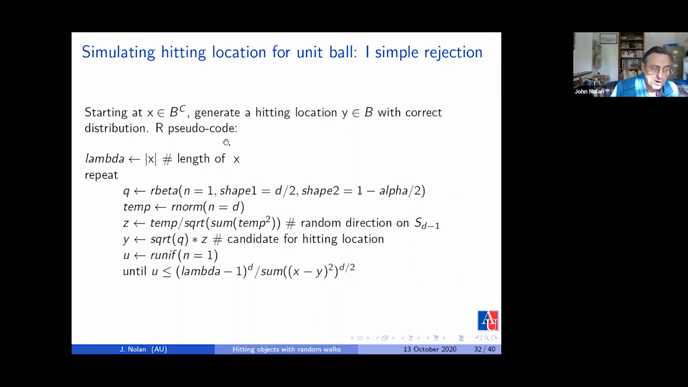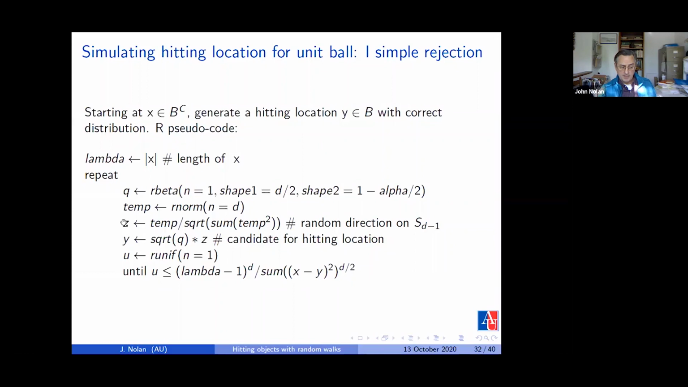Here's some R pseudocode for doing that. Let lambda be the length of the vector x, so this is how far away you are from the origin. Again, we've normalized things, so we're looking at the unit ball centered at the origin. We have to be starting outside the ball, so lambda has to be bigger than 1. Here it's a simple rejection algorithm: we repeat this loop until this condition holds. This is the R function to return a random beta variable that has these two shape parameters.